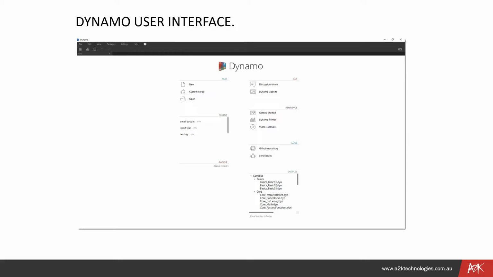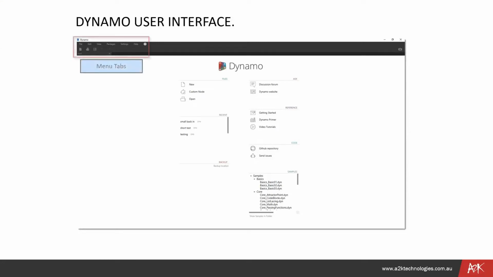The worst thing about Dynamo is that it's open source. So it's the best thing and the worst thing. Because it's open source, it can be quite unorganized and a bit like Google itself. Sometimes it's just too much information and not the information you need.